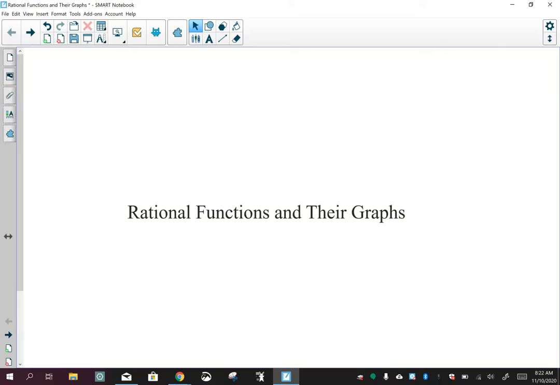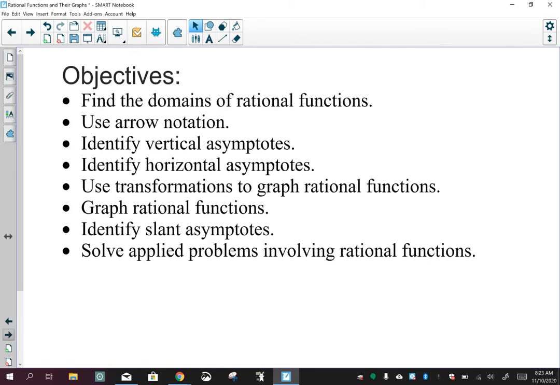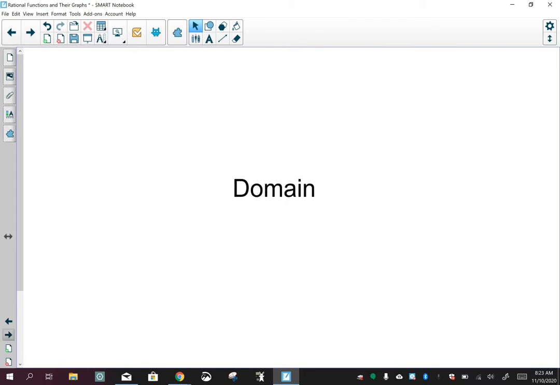Hello, everybody. So we are moving on to rational functions and their graphs. There's quite a bit of stuff here that we actually have to cover. So let's get started. We are going to start with domain.